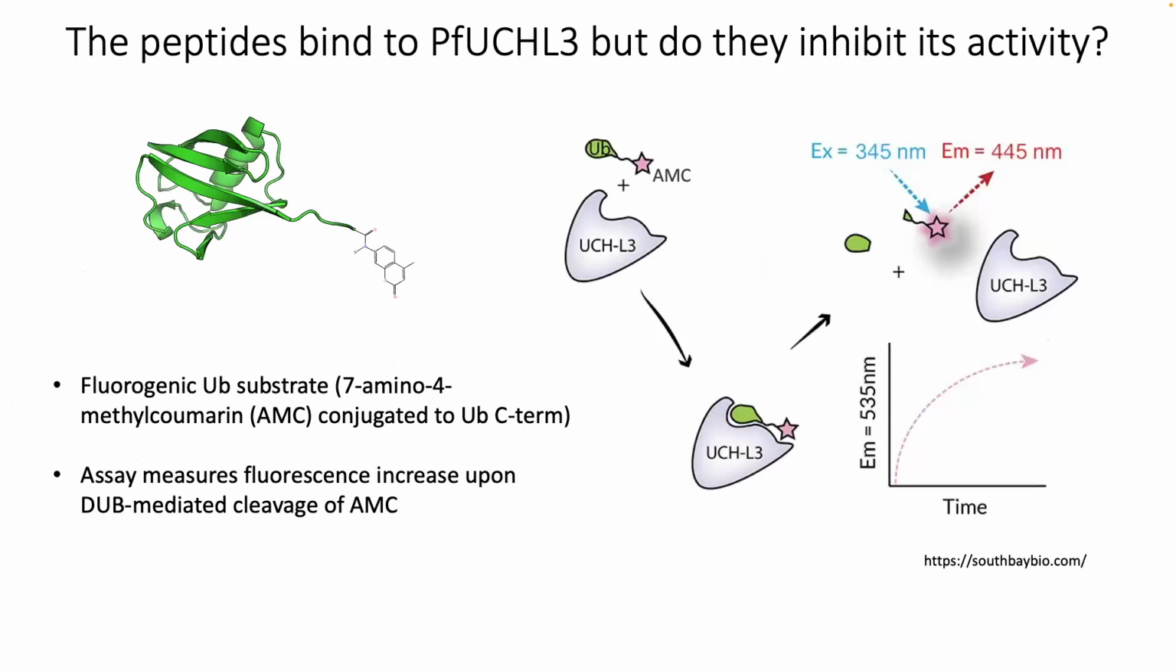We wanted to test inhibition of the DUB, and we use an assay where we incubate UCHL3 with a fluorogenic ubiquitin substrate, Ub-AMC. This is shown here. So this is conjugated to the C-terminus of ubiquitin, and when the DUB binds and cleaves off the AMC, it becomes fluorescent. So we can measure the increase of fluorescence as the DUB cleaves the ubiquitin as a function of time.